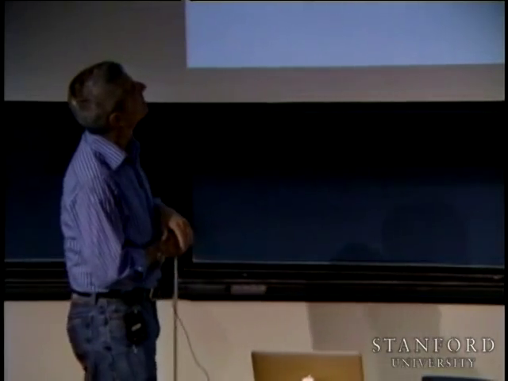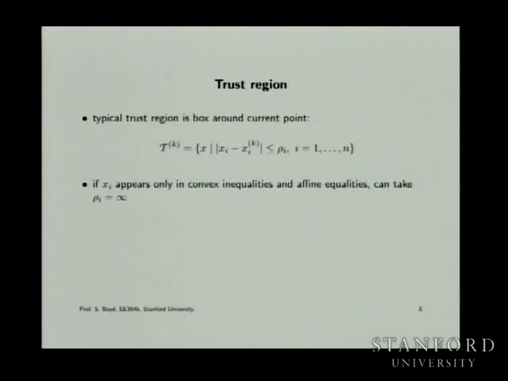So the trust region, a typical thing, although this is by no means, by the way, it's really a set of ideas. So the algorithm we show here is going to be simplified. When you actually do these things, depending on what your particular problem is, you'll switch all sorts of things around. You'll use different approximations, different trust regions. It all depends on the problem. So it's really more of an idea. But a typical one would be a box. Now, if a variable appears only in convex inequalities and affine equalities, then you can take that rho i to be infinity, because you don't need to limit a variable that appears only in convex inequalities and affine equalities.